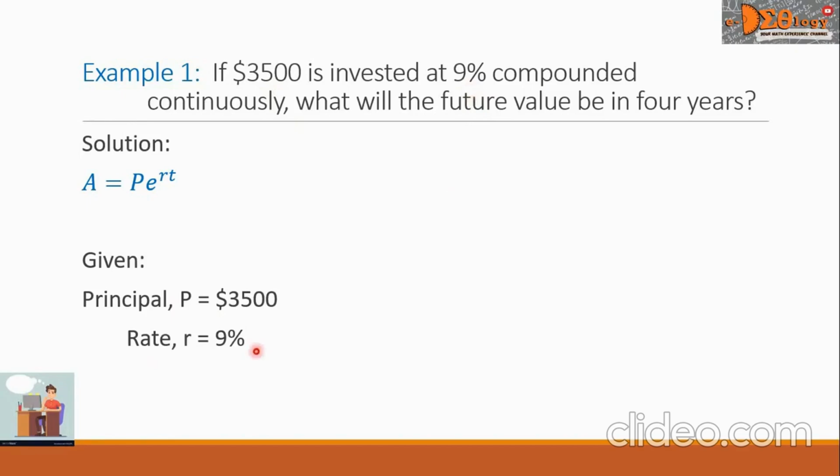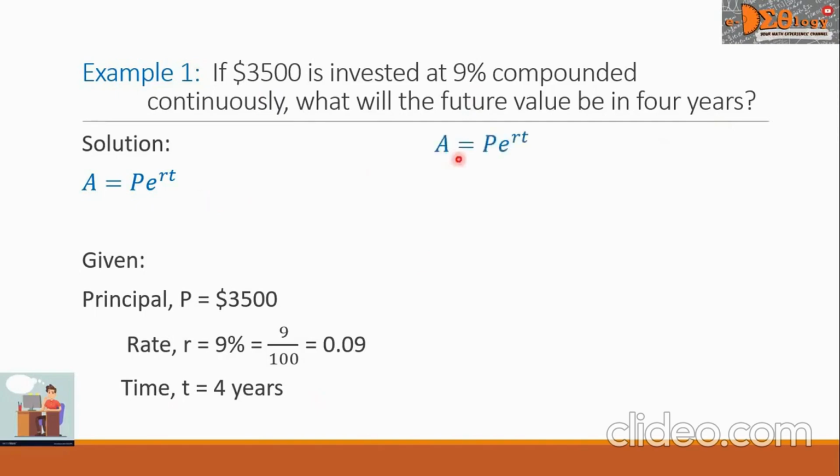We convert this 9% into decimal. First, let us drop the percent sign and divide the number 9 by 100. And the quotient will give us 0.09. Next is the time denoted by T, and that is 4 years. Now we are ready to use our formula. Let us write it again in here. Then let us do the substitution.